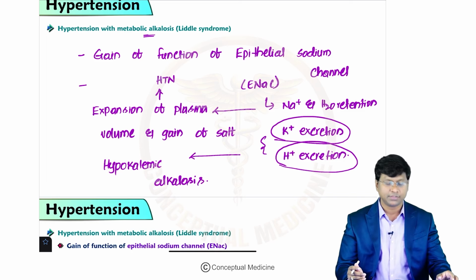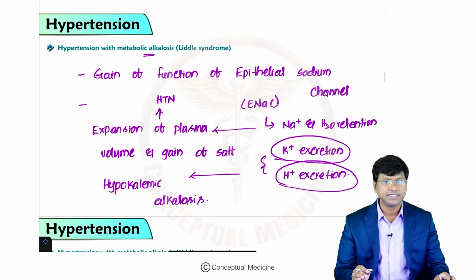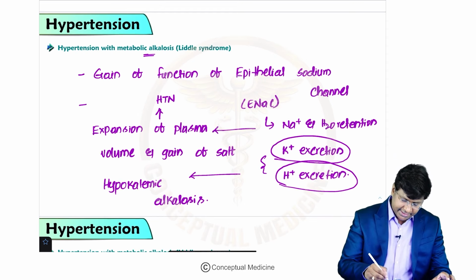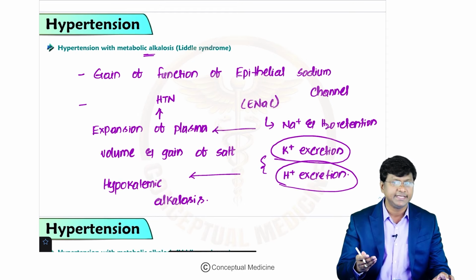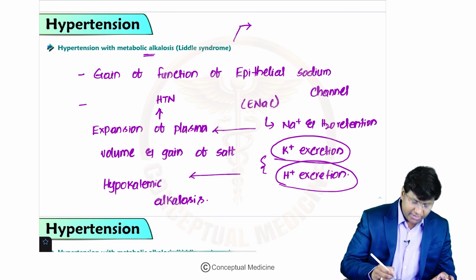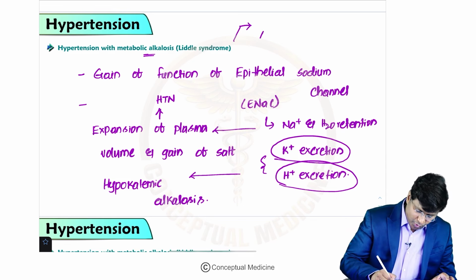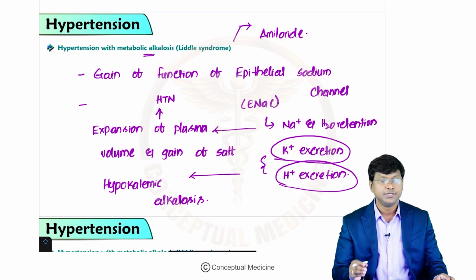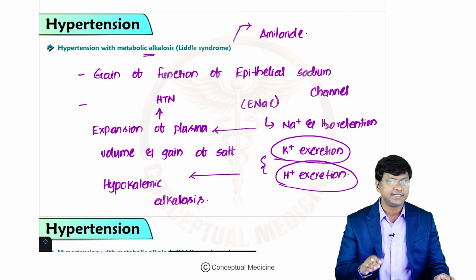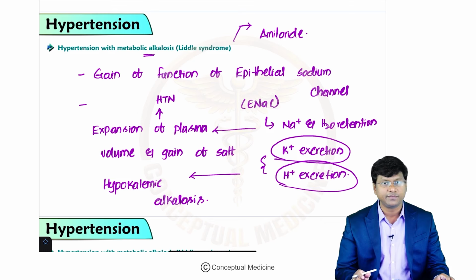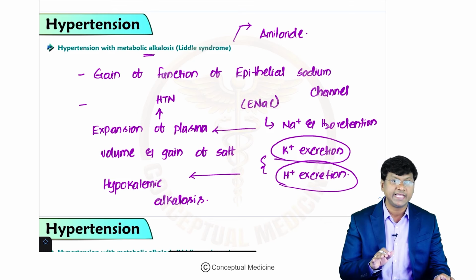Right, hypokalemic alkalosis. Now how do you treat Liddle syndrome? Basically the epithelial sodium channel activity is increasing. So in order to block that epithelial sodium channel activity, the drug that we give is amiloride. Amiloride is considered the drug of choice. Why? It causes the blockade of the epithelial sodium channels. So it is an ENaC blocker, right?